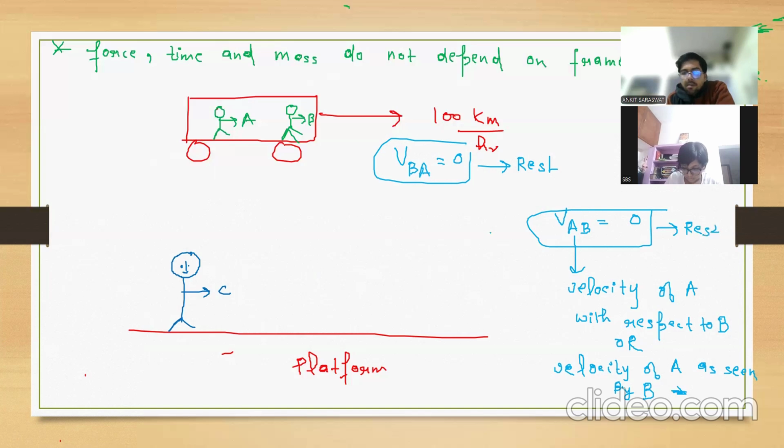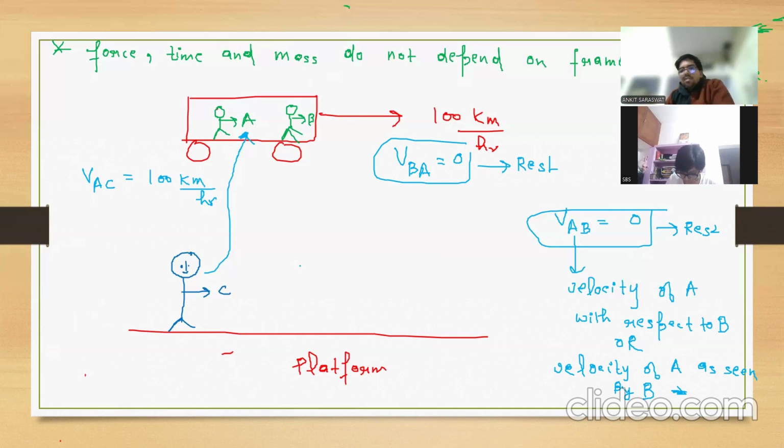But if I ask, what is the velocity of A as seen by C? If C is looking at A, then according to C, what is the velocity of A? 100 kilometers per hour. Very good. Now why? According to C, A is in motion. According to B, A is at rest. Why? Because they have different frames. That's why they are giving different answers.